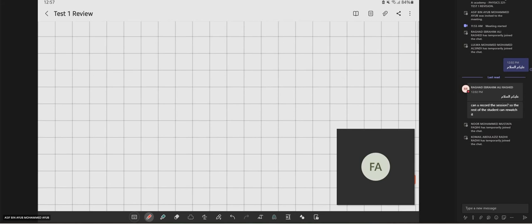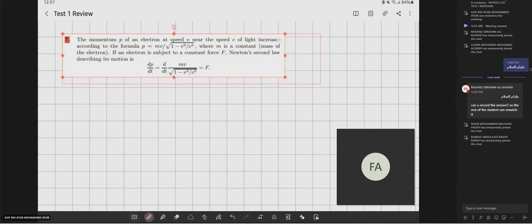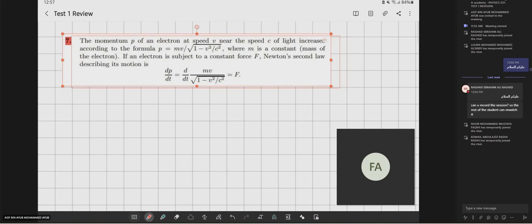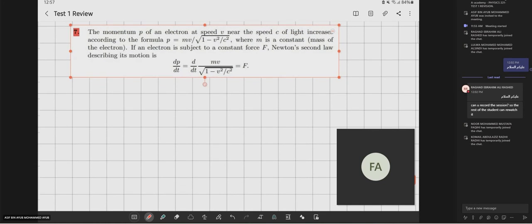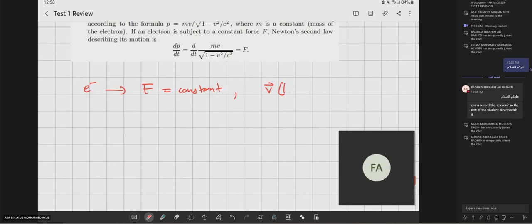Okay, so the next question is a differential equations question. This is related to relativity, and you're given an electron that is subject to a constant force F, and you're asked to find the velocity. This is not shown here, but this is a textbook question, and you're asked to find velocity as t tends to infinity and the position as t tends to infinity.